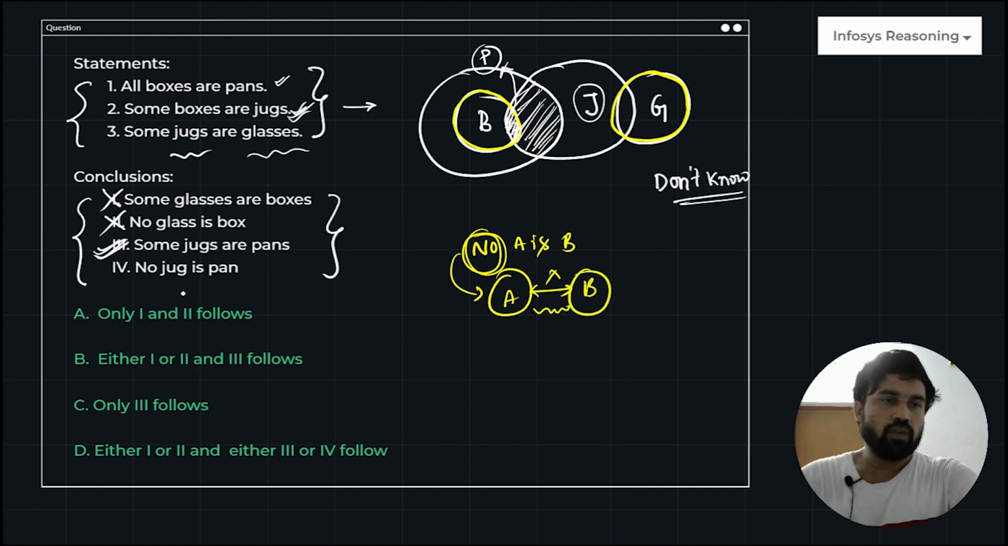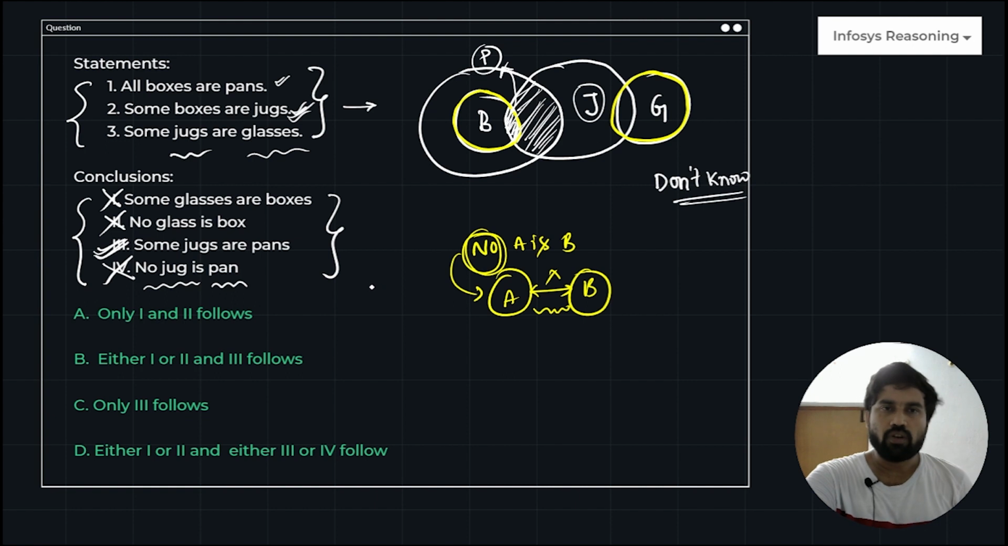Just look at the next one. No jug is pan. So what is the relation between jug and pan? So just look at here. J set here and G set here. There is no cross mark between them. There is no intersection area between them. So those two are individual sets. We don't know. If you don't know, the fourth conclusion is wrong. See how simply we are doing.